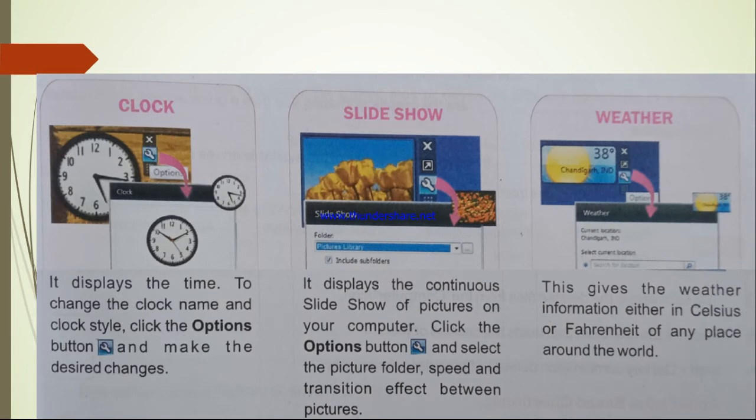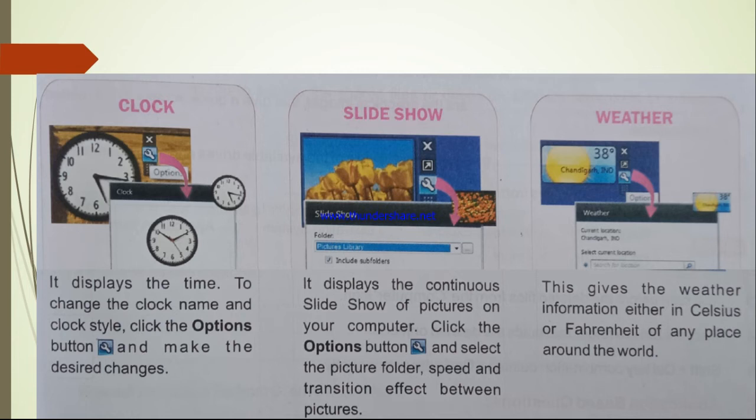Let us learn further what a few of the gadgets on the desktop are. First is clock. It displays the time. To change the clock name and clock style, click the option button and make the desired changes. So this button is a setting button, and the setting button helps in changing the design of the clock.